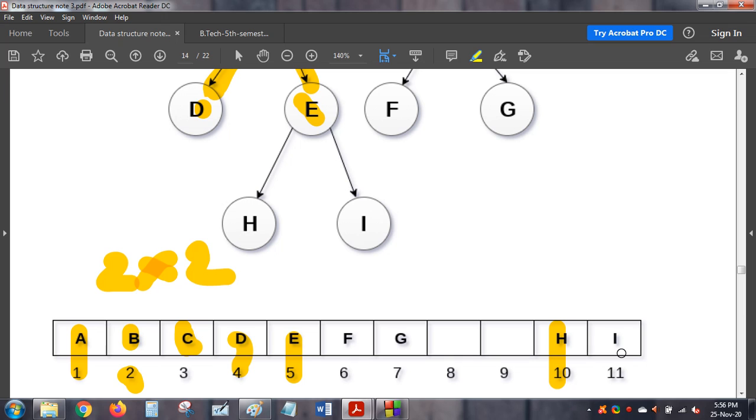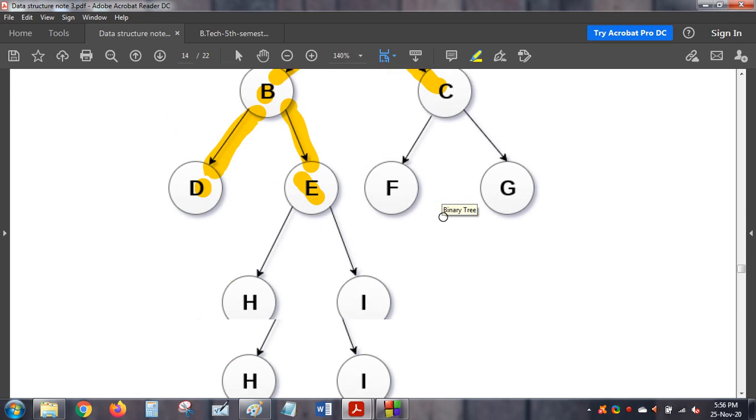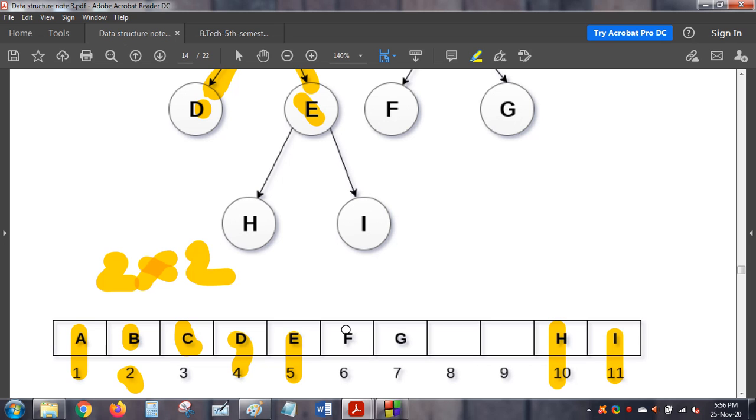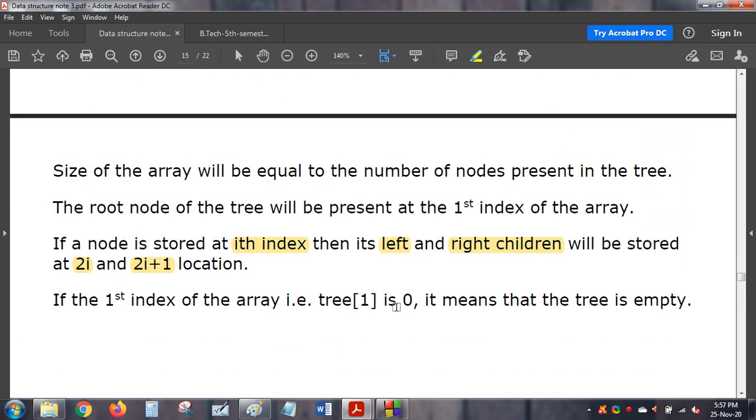What about F? F is to the left of C. C, which is at 3. So 3 into 2 is 6. F is at 6. And G, 6 plus 1, 7. What about these two positions? These are wasted, isn't it? So sequential representation is inefficient because a lot of spaces are wasted. So this is how it is formed.